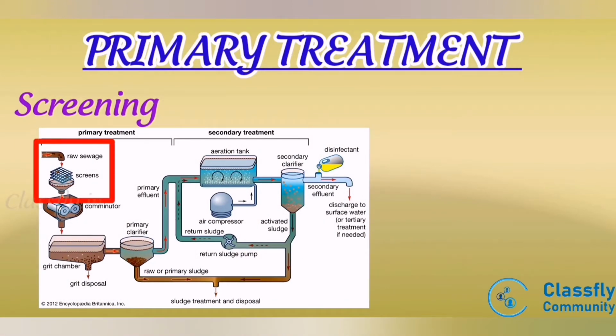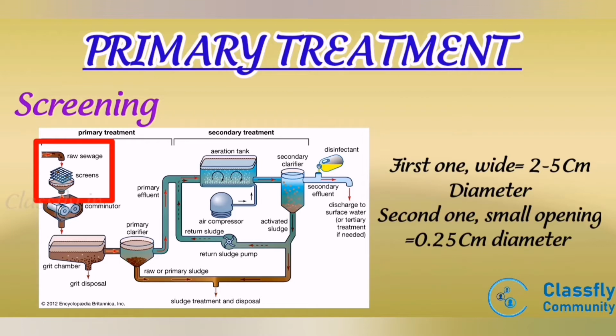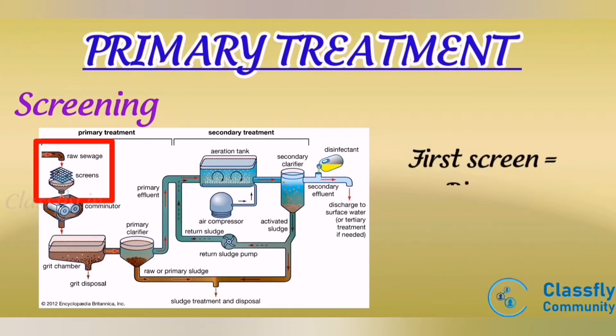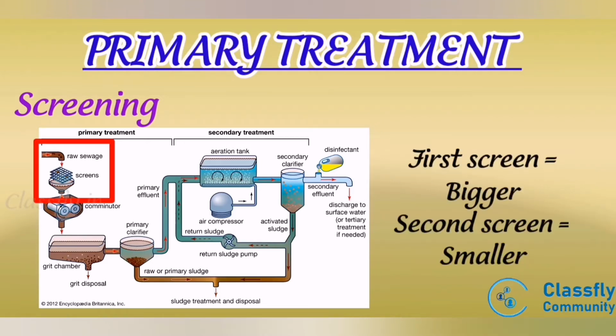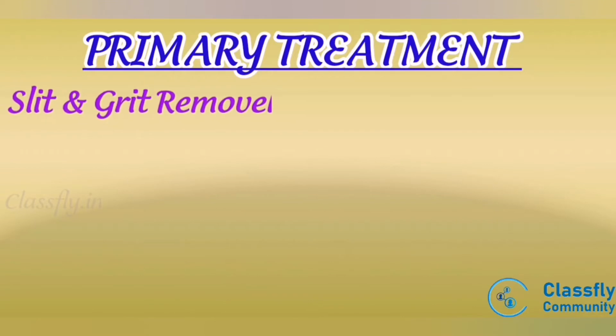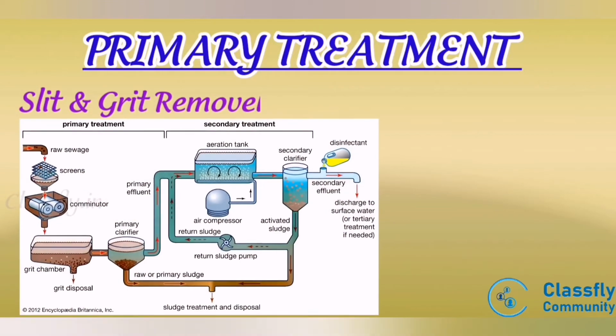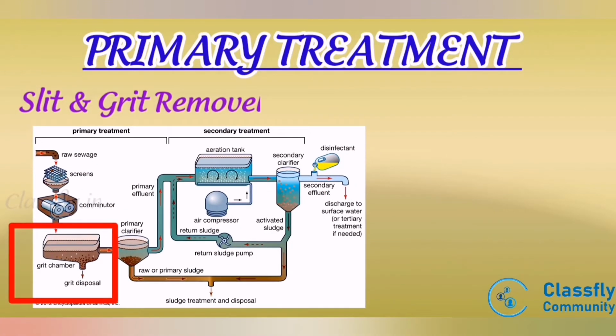Here sewage is passed through two metal bar screens or mesh screens. The first one has wide openings, that is 2 to 5 cm diameter, and the second one has small openings, that is 0.25 cm diameter. Thus the first screen retains bigger and the second screen retains smaller floating and suspended matter from the sewage respectively.